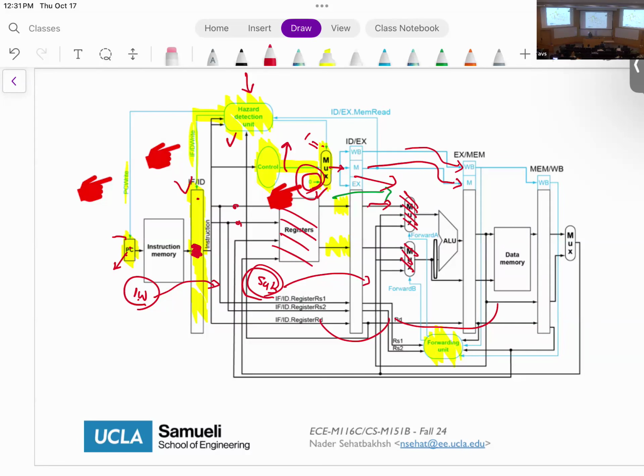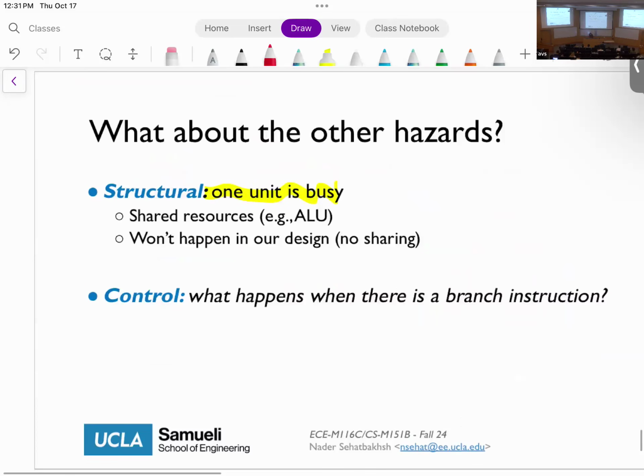For example, if I didn't have two read ports, then it would have taken 2 cycles for me to read a value if it needs two registers. In other words, every other cycle I'm going to have a structural hazard. That's why I added these two ports so that I can read things in parallel. So structural hazards basically don't happen in our design.